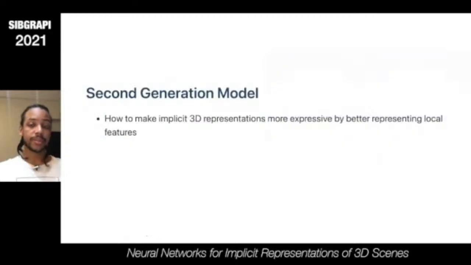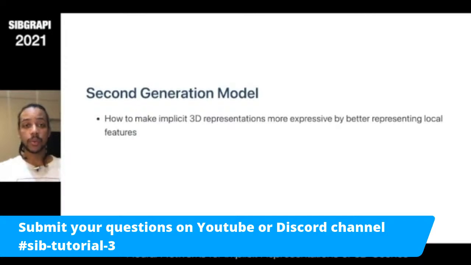The research on neural implicit representations is advancing very fast. So we had the first generation of models with works like occupancy networks and deep signed distance functions that use a neural network to represent an implicit function based on global features of our input. And now we have a second generation of models with works like BSP-Net and ConvexNet that were already presented. And this one, Convolutional Occupancy Networks, which tries to make implicit 3D representations more expressive by better representing local features.